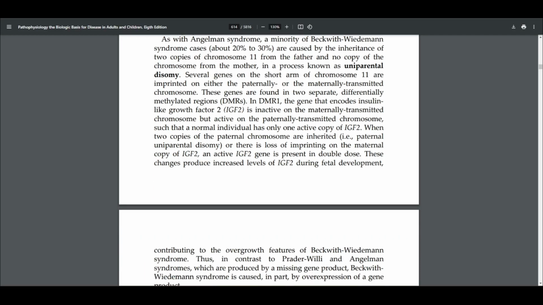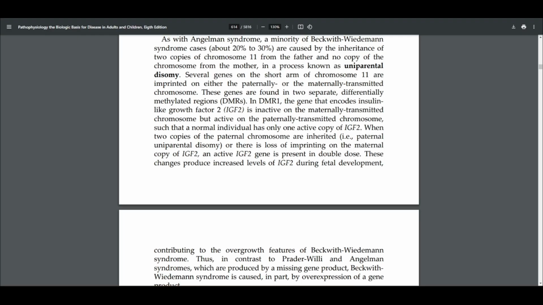Several genes on the short arm of chromosome 11 are imprinted on either the paternally or maternally transmitted chromosome. These genes are found in 2 separate differentially methylated regions, DMRs. So, in DMR1, the gene that encodes insulin-like growth factor 2, is inactive on the maternally transmitted chromosome but active on the paternally transmitted chromosome, such that a normal individual has only one active copy of IGF2.